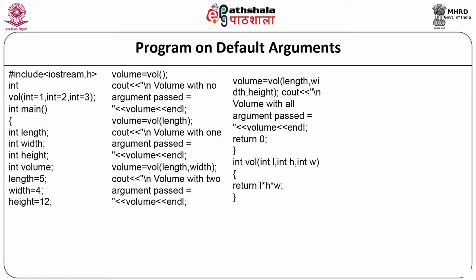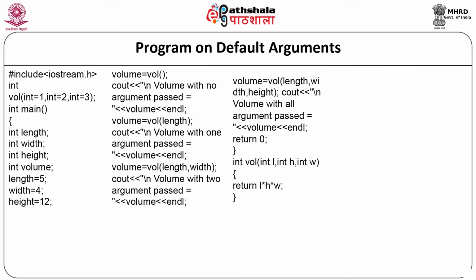Now we are calling the volume function with 2 values, length and width. We are displaying some values on the screen. Now we are calling the volume function with all 3 parameters, length, width and height. We are displaying the values and the main function ends.